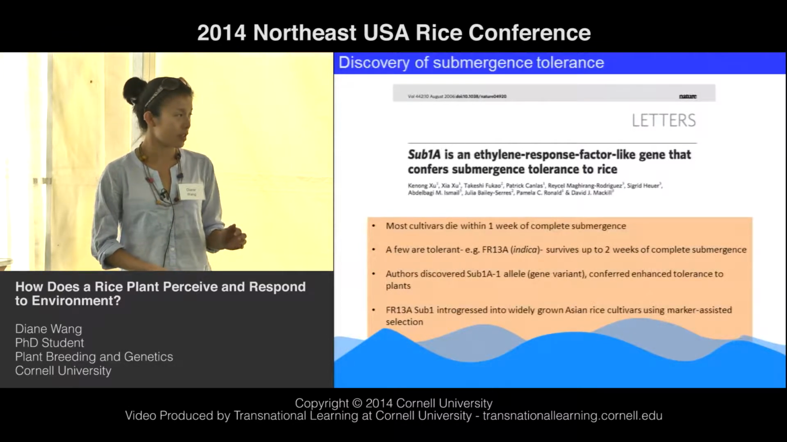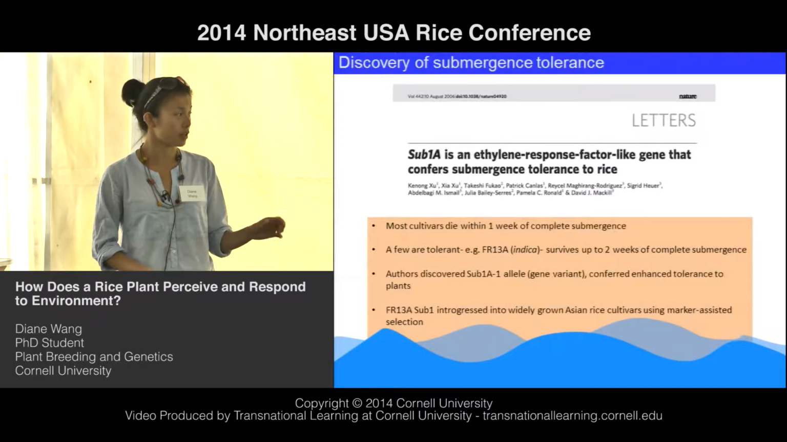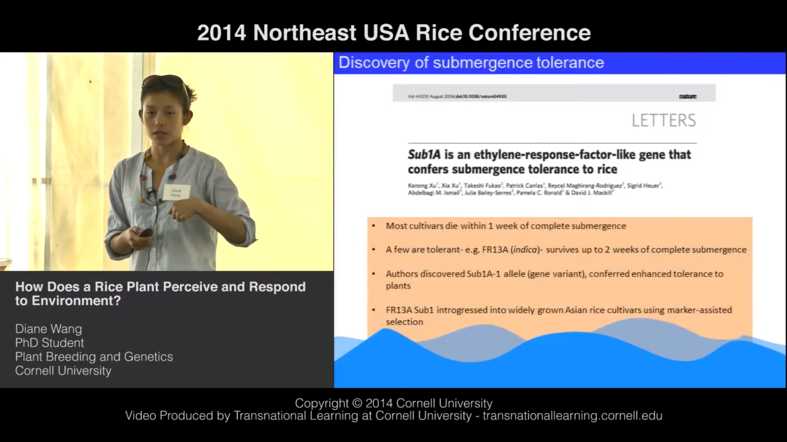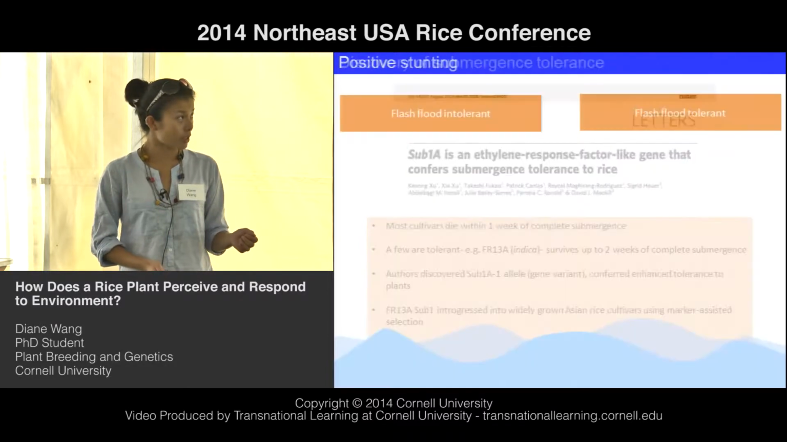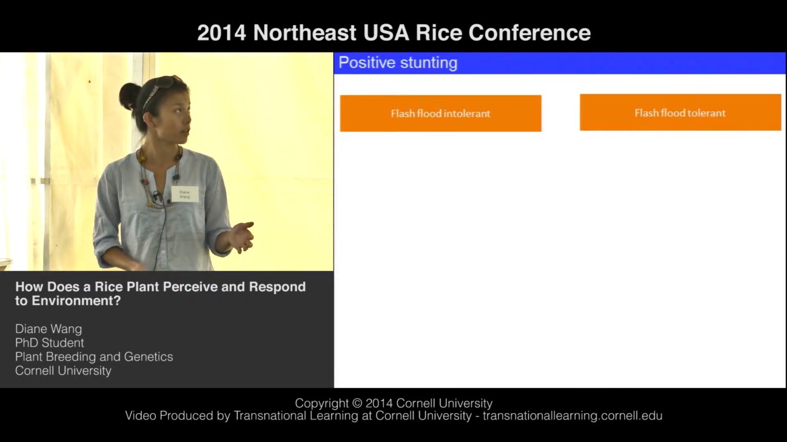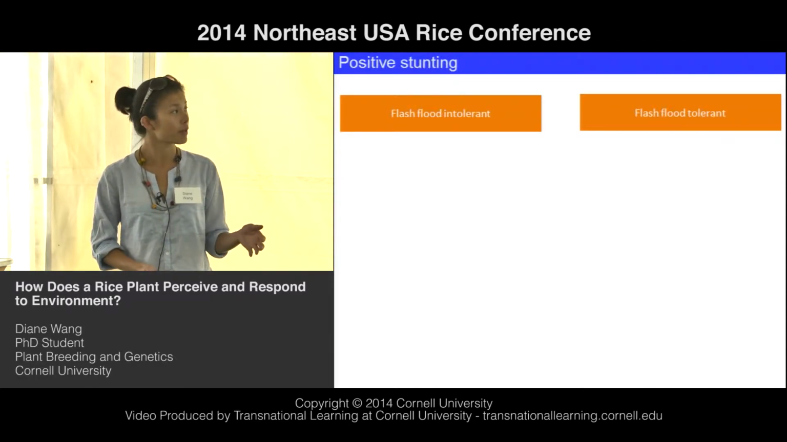And they discovered in this study that there's a gene called SUB1A that confers enhanced tolerance to plants. And they took that gene and moved it by using crosses into varieties that are very popularly grown in Asia, because like I said before, FR13A is not very high yielding. And they wanted to figure out why it is tolerant. And so here, we can just look at how a flash flood intolerant variety deals with flash floods and how a tolerant variety deals with them.